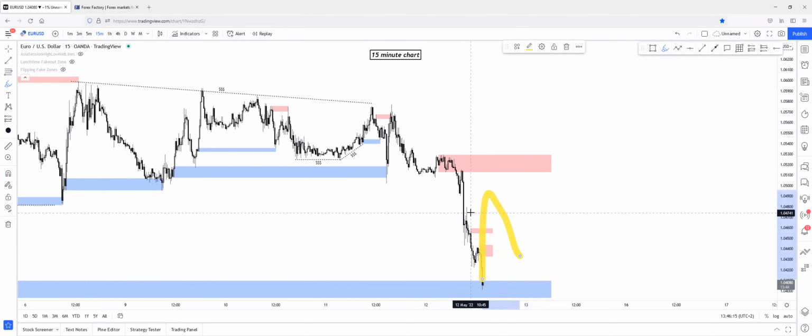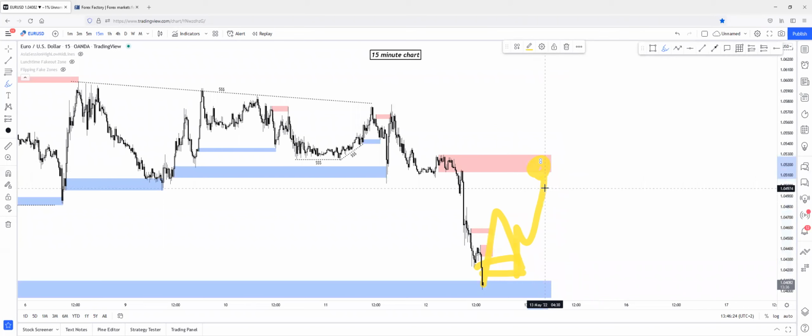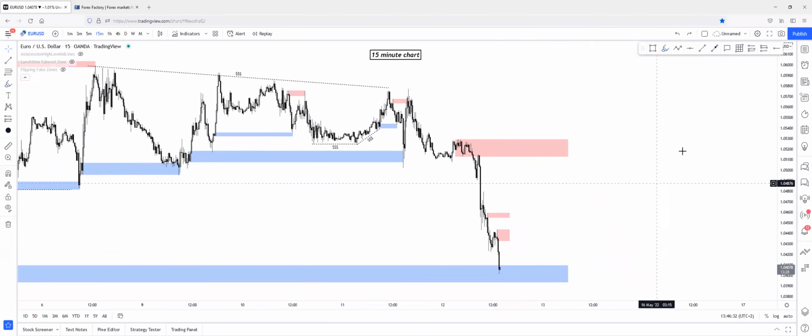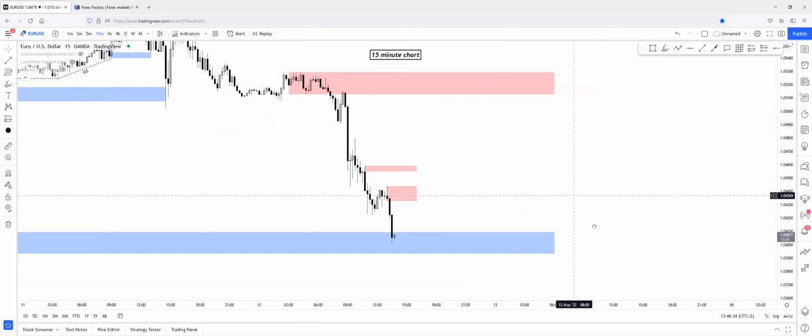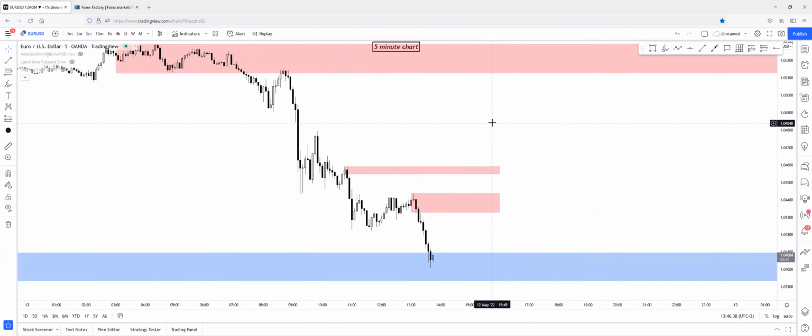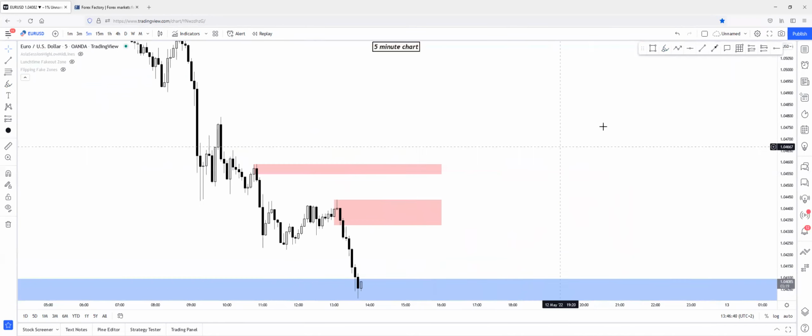And if the change of character happens to the upside, which I believe won't happen in this session, we'll be looking for longs up to this supply zone. And if this supply tap happens, we'll be looking for shorts down to another break of structure to the downside. Basically, that's our plan. It's not hard, right? It's a pretty easy plan compared to other days. So let me just switch to the 5-minute chart. Here you will see it much better.